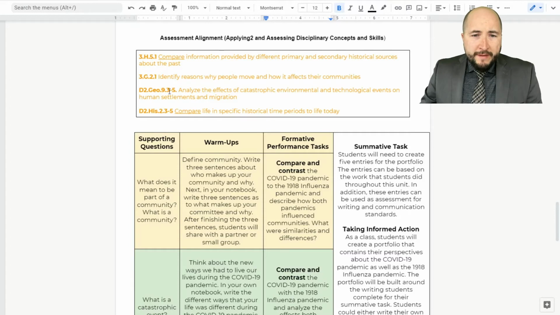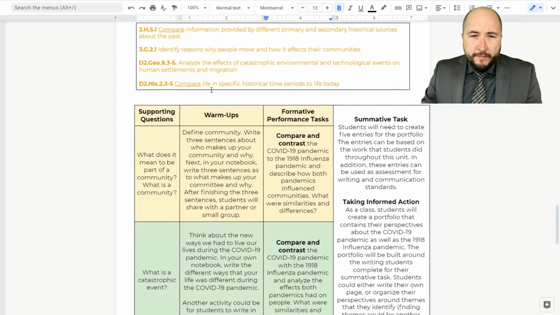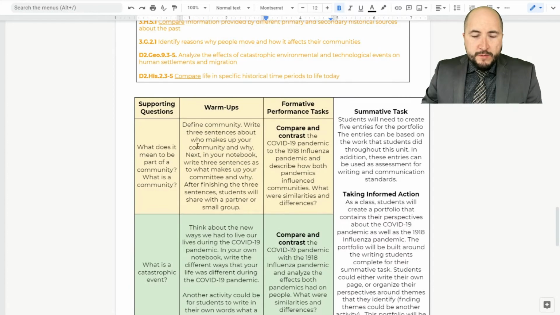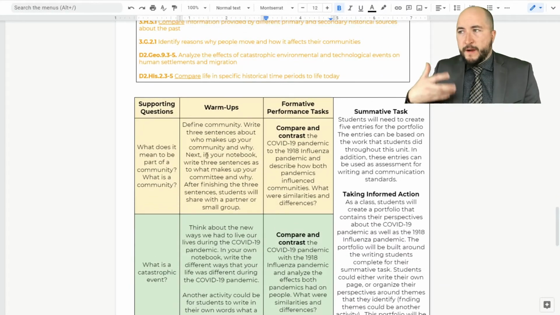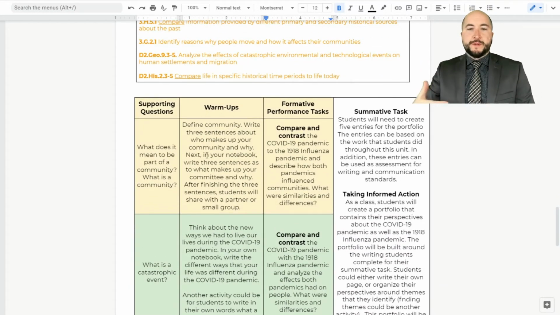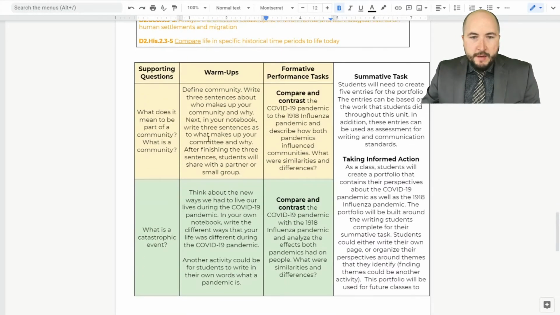So we have that idea of comparing and contrasting. The analyzation is really going to come from more like what they'll do in these warm-ups. So again, I'll find more sources to actually talk about what students are analyzing. But you can see here, I'll read this first one, that students are going to define their community. But next in their notebook, they're going to write 3 sentences as to what makes up your community and why.